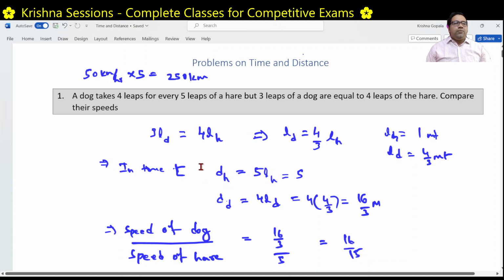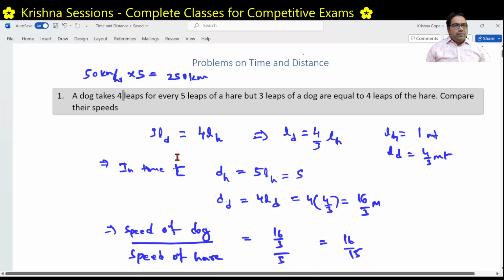In time T, let's say T is equal to 1 unit, be it 1 minute or 10 minutes, whatever. How much distance will the hare cover? The hare will do 5 leaps, that is 5 into LH. Let's assume each leap is 1 meter. That means it becomes 5 meters.